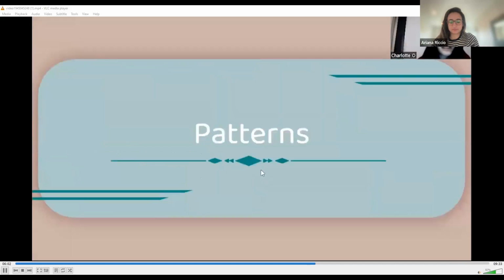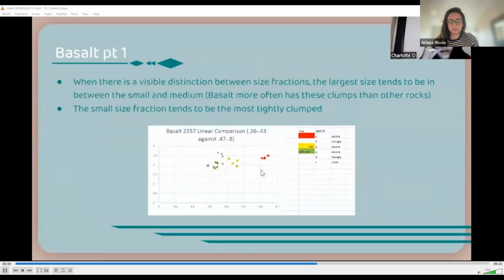So, patterns I noticed. For the basalt, when there is a visible distinction between size fractions, the larger size tends to be in between the small and medium size fractions. You see this is 63, this is 481-104, and then this is the biggest one, which is 481. And then basalt more often has these clumps that have this non-trend but are still separated than the other rock types. And the small size fraction, the red here, tends to be the most tightly clumped.